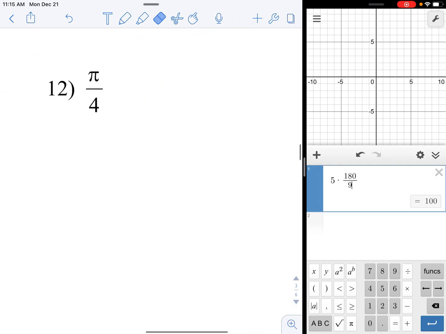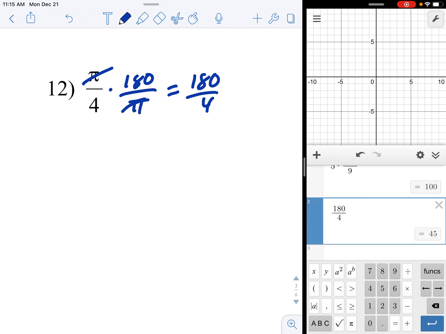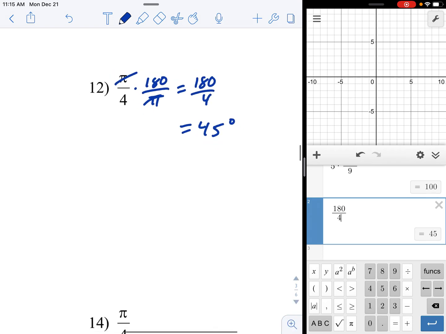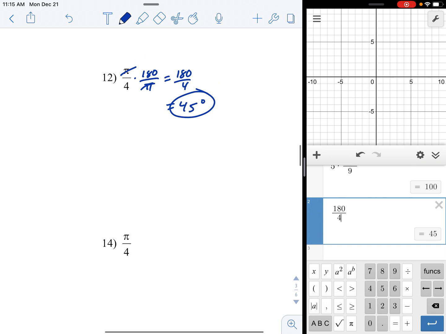Okay, number 12. Again, multiply by 180 over pi. The pi's cancel, so you get 180 over 4. I think that's 36. Let me check. 180 over 4, or 45. Yeah, that's why I use a calculator. I have good days where I can do stuff like this in my head, no problem. 45 degrees.